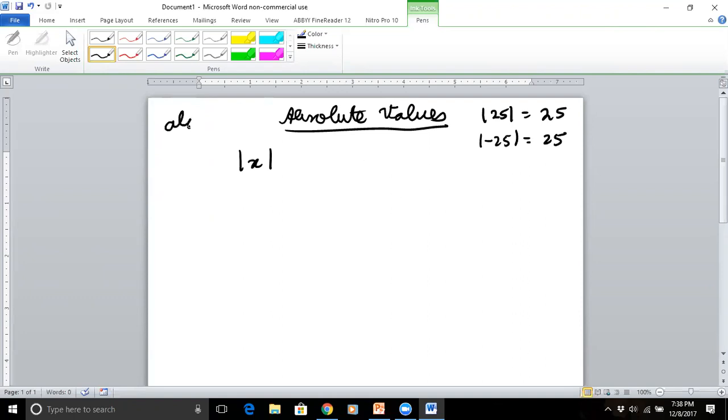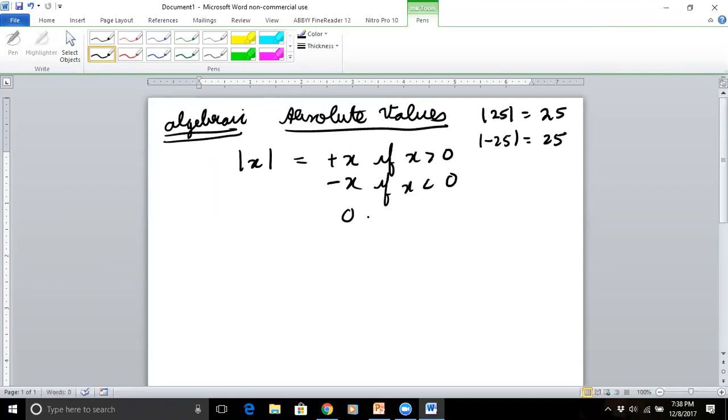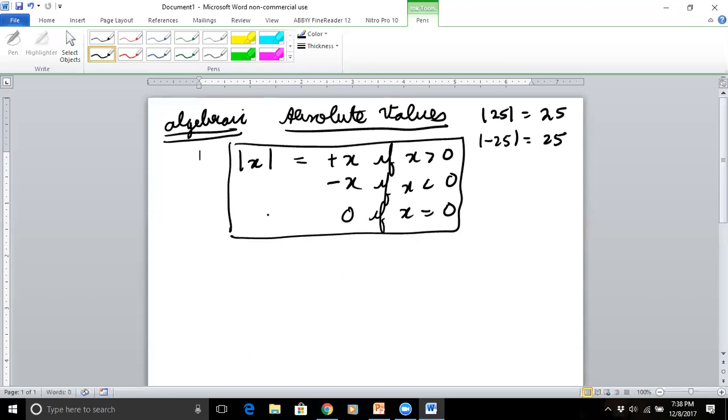The first definition of a modulus is the algebraic definition. Mod of x is defined as plus x if x is greater than 0, minus x if x is less than 0, and 0 if x is equal to 0. This is the algebraic definition of a mod. Most of you will be wondering, okay, modulus, you put a mod, everything becomes positive, then why are you saying it's plus or minus x?